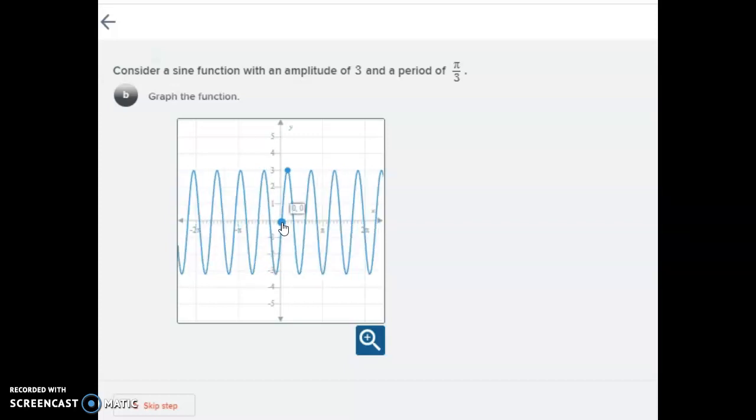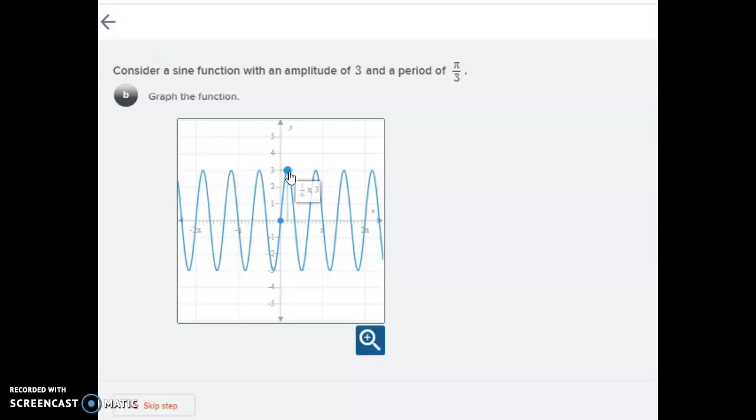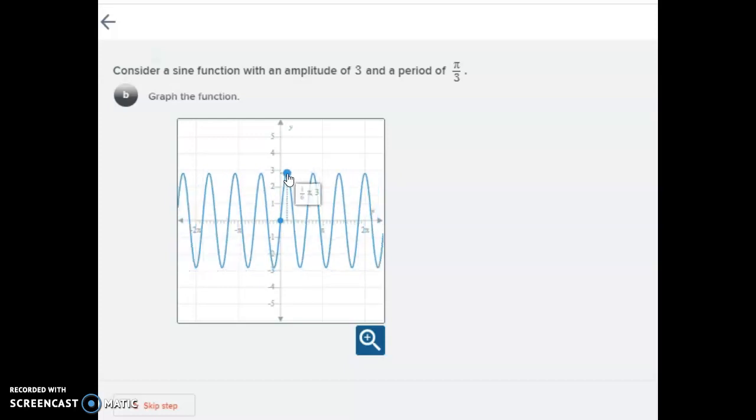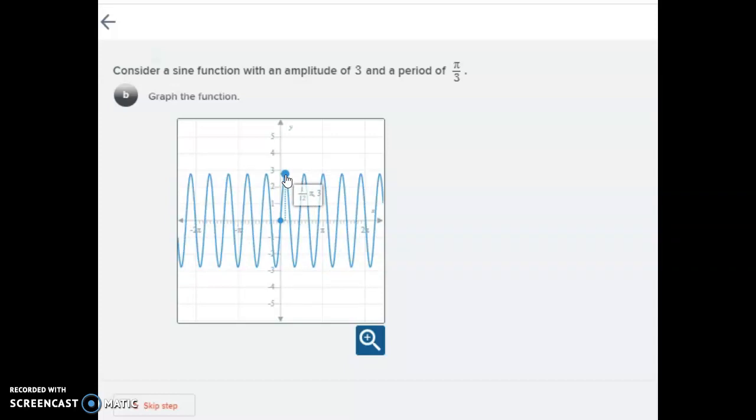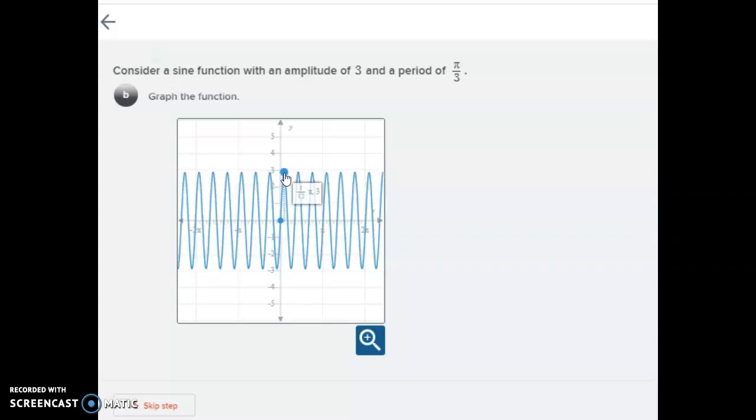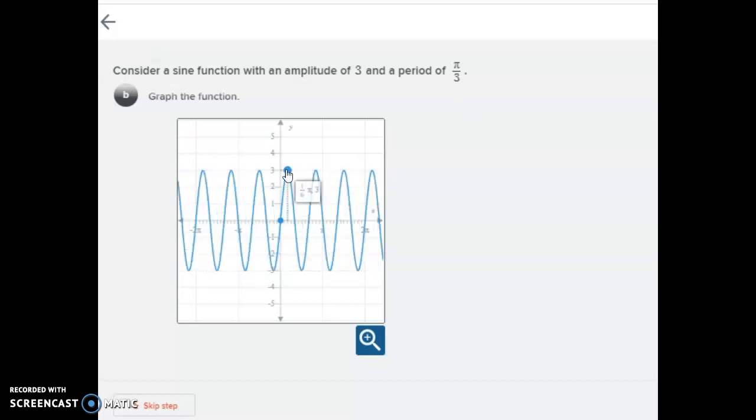All right, there it is. Now I'm at the origin. And I need 6 cycles. So this one, you just got to play with it a little bit until it gets right. So there's 1, 2, 3, 4, 5, 6. Looks like I got too many cycles. So where does this peak have to be? This is a quarter of a period, so it's got to be at pi over 12.